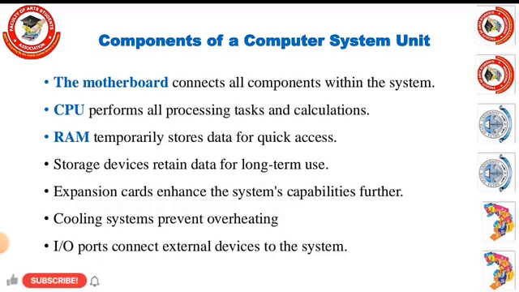Then in terms of storage, still in the system unit, we have the RAM. The RAM stores data temporarily for quick access. So if you open your system at times and you press Windows E, you will find that you are going to have what is called quick access. A list of a minimum of 20 files will be displayed. They are stored temporarily in the RAM.